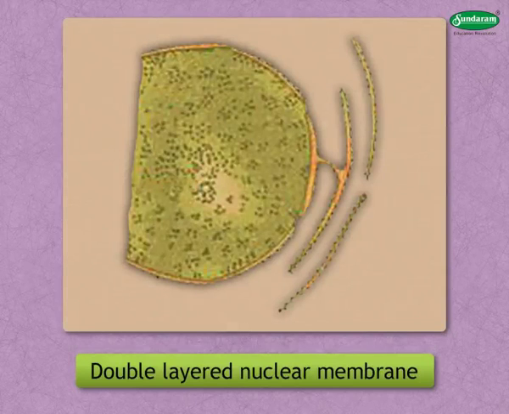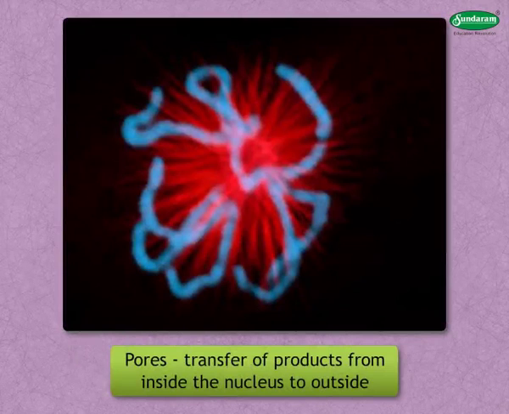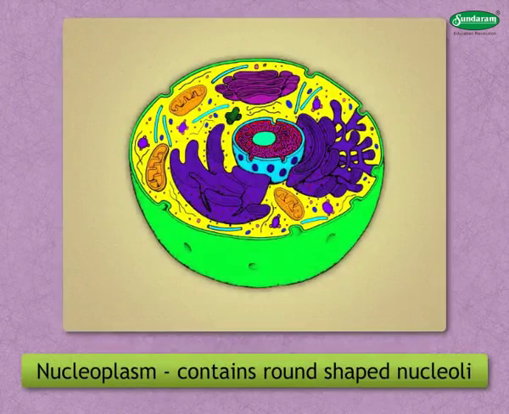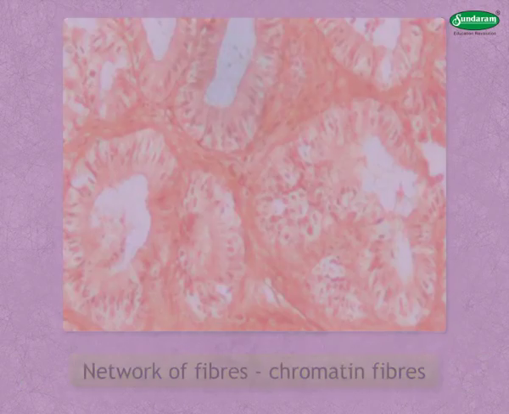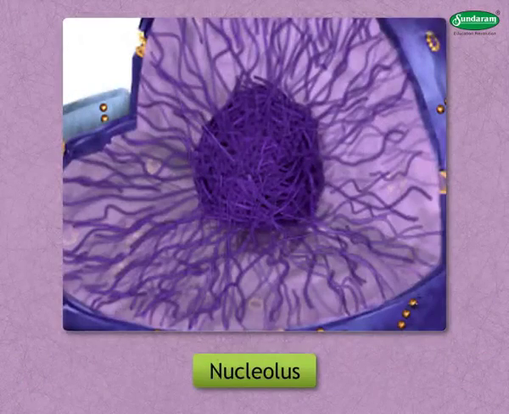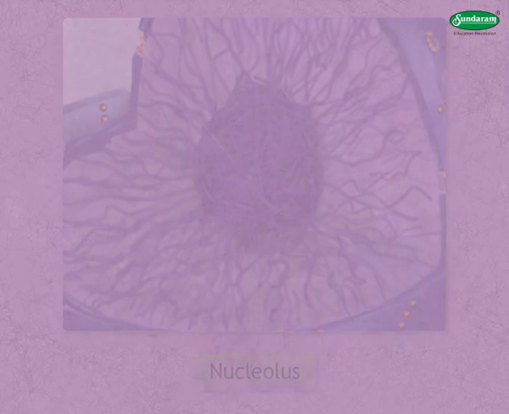The nuclear membrane has pores which allow the transfer of products from inside the nucleus, or nucleoplasm, to the outside, or cytoplasm. The nucleoplasm contains one or more round-shaped nucleoli, or singular nucleolus, and a network of fibers called chromatin fibers. Nucleolus may be one or more in number and is not bound by a membrane.